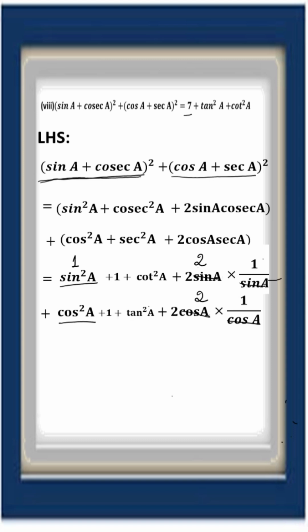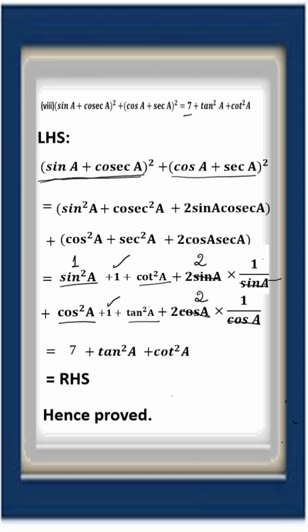Now, up to 5 we have got, isn't it? 5 plus 1, 6. 6 plus 1, 7. We got 7 here. Okay. Then there is tan square A and cot square A. So that is equal to 7 plus tan square A plus cot square A, which is equal to RHS. Hence proved.